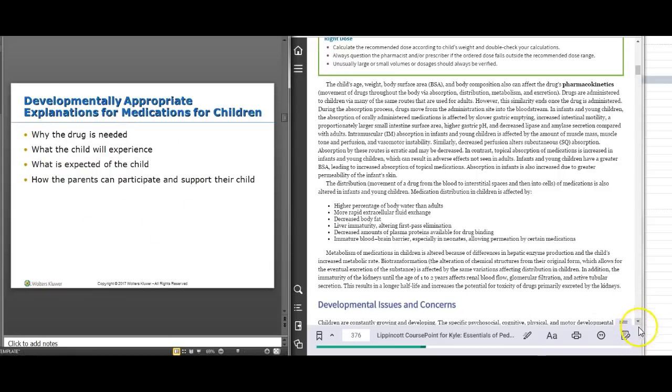All right, some developmental issues. So you need to figure out why we are giving this drug. Now, when you do your med sheets, one of the columns that you'll see is what this drug is being given for. It's not necessarily going to be the labeled use. A lot of meds are used off-label with pediatrics, so we need to figure out why my kiddo is getting this medication. What they're going to experience, what's expected of the child, because if you have a 2-year-old toddler, you can expect some resistance most of the time.